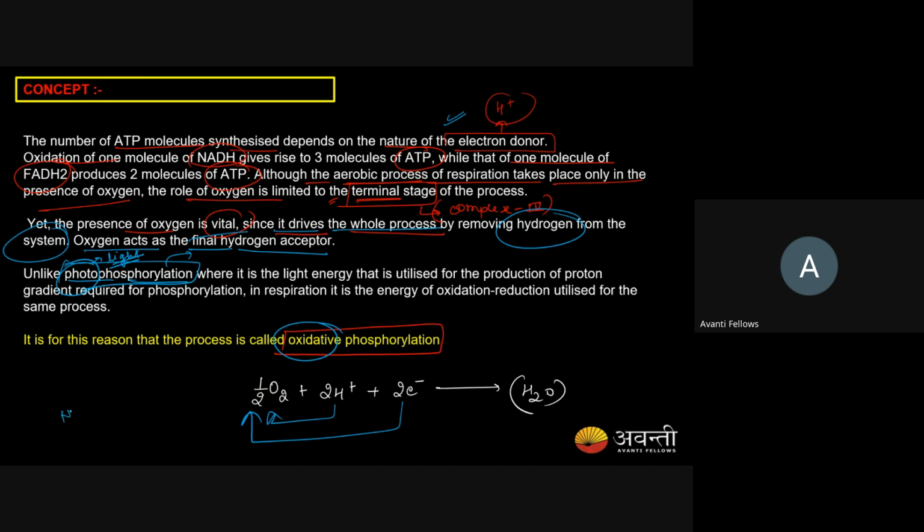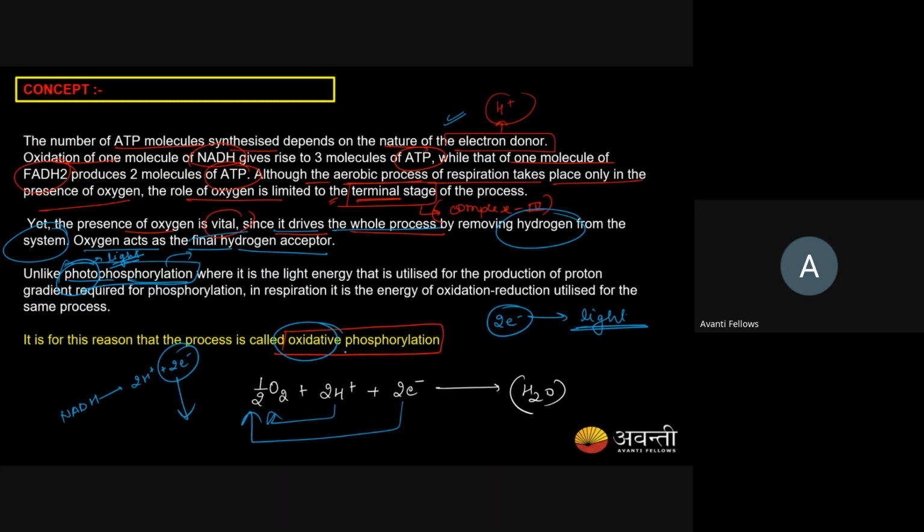Oxidation is happening, right? NADH is getting oxidized and it is giving us 2H positive plus 2 electrons. And these 2 electrons are ejected from one complex to another complex. In photophosphorylation, 2 electrons are ejected with the help of light from one complex to another complex. So if we are using light, the process will be called photophosphorylation. But if we are using the oxidation process, then we will call it oxidative phosphorylation.